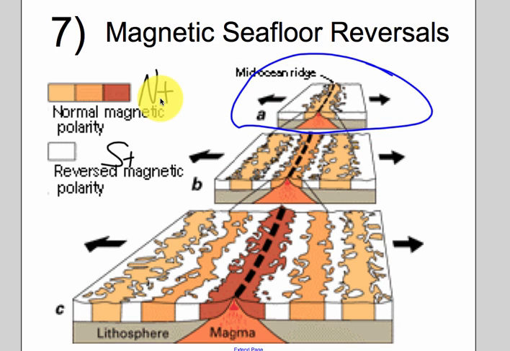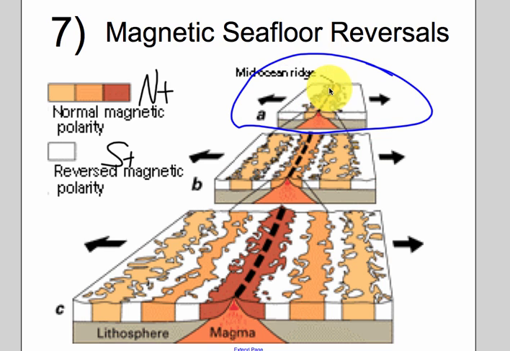And basically, as new crust is being created or new magma is coming out of the Earth, it's going to harden. And any metal in that magma is going to orient itself with the positive pole, whether it's positive in the north or positive in the south. And then that new rock or new crust is going to get pulled apart. So here it is, let's say, 250,000 years ago.